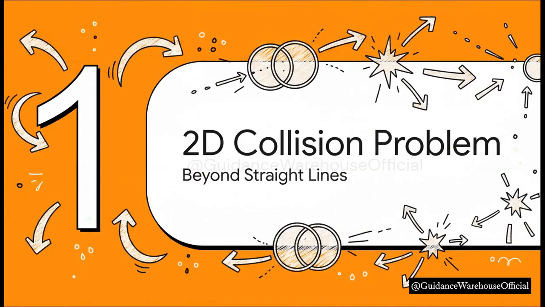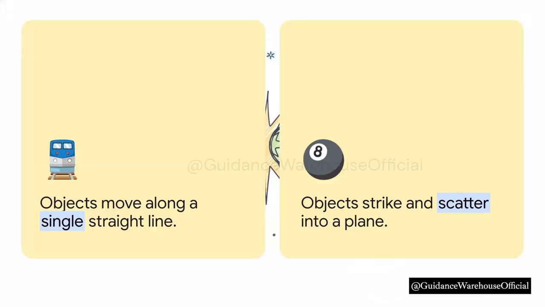Part 1. The 2D collision problem, beyond the straight line. Let's step out of one dimension and into the real world. Up to this point, you've probably been crunching numbers for 1D collisions, like 2 train cars bumping on a single straight track, just moving back and forth. But 2D collisions? They're a whole different beast. Objects strike each other and glance off sideways into a flat plane. Suddenly, we have to track things scattering both horizontally and vertically at the exact same time.